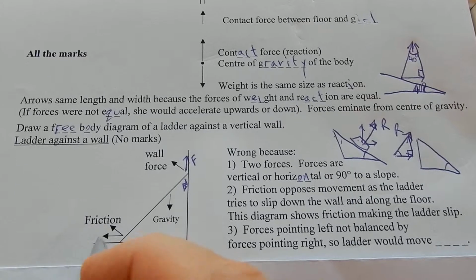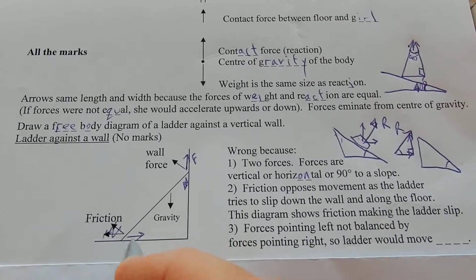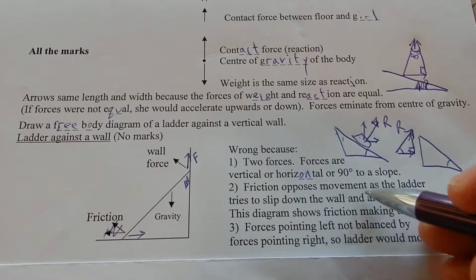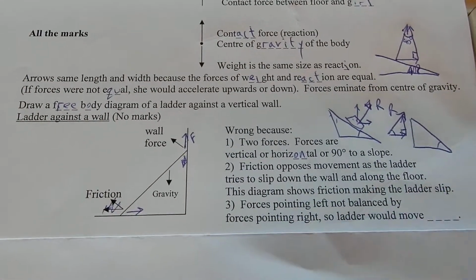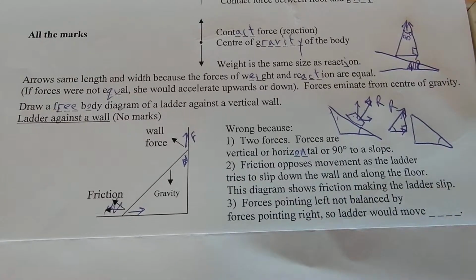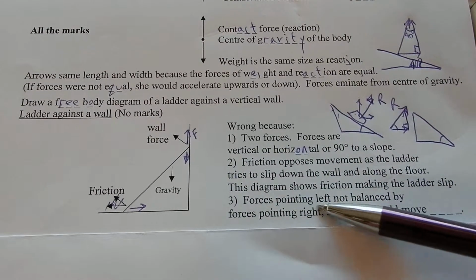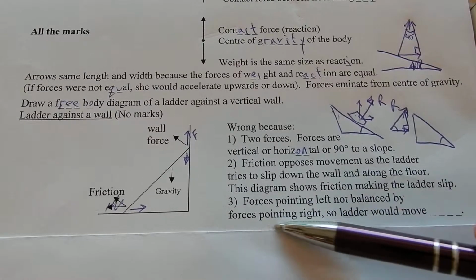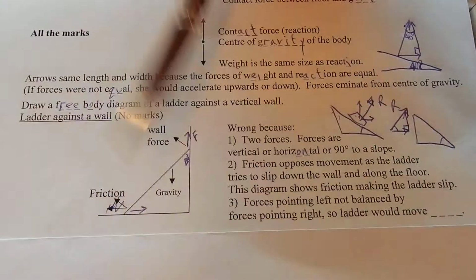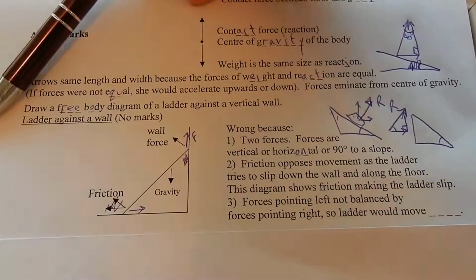This is the movement direction, so the friction would be in that direction. Yeah, friction always opposes movement as the ladder tries to slip down the wall and along the floor. This diagram shows friction making the ladder slip. Well, that's silly. Forces pointing left, not balanced by forces pointing right. Yeah, this diagram has loads of left, no right. That would mean the ladder would just go whoo.